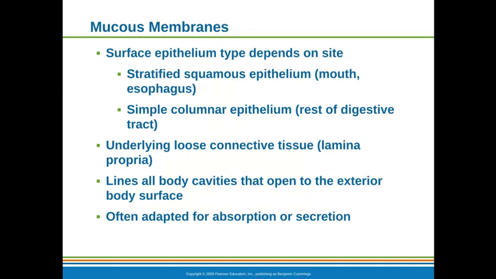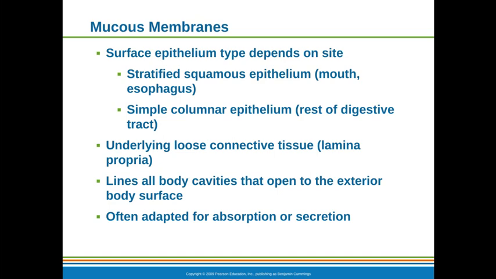Now, mucous membranes, their surface epithelium type depends on the site. So in the mouth and the esophagus, we have stratified squamous, and then we have simple columnar in the rest of the digestive tract. So that's going to be the bronchioles, trachea, all the way down to the lungs. Now, the underlying loose connective tissue is going to be found underneath that. Now, this is going to line all body cavities that open to the exterior body surface.